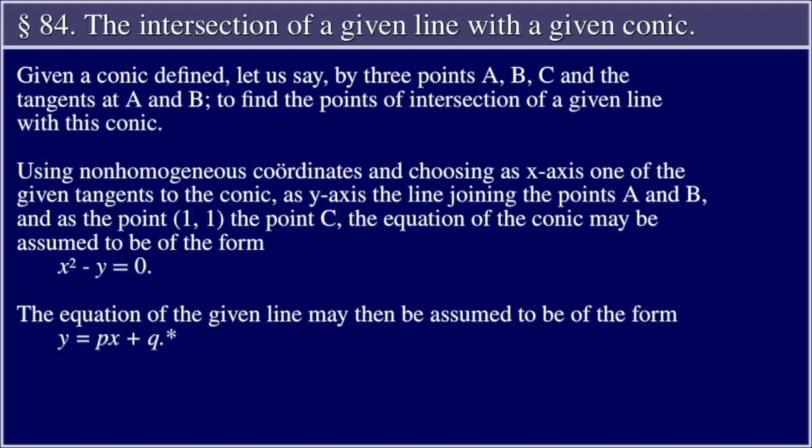The equation of the conic may be assumed to be of the form x squared minus y equals 0. The equation of the given line may then be assumed to be of the form y equals px plus q.